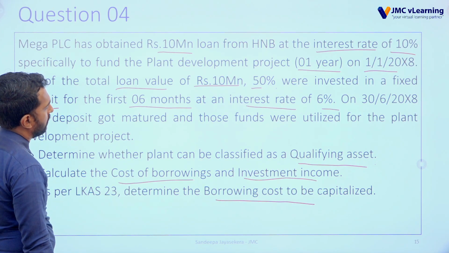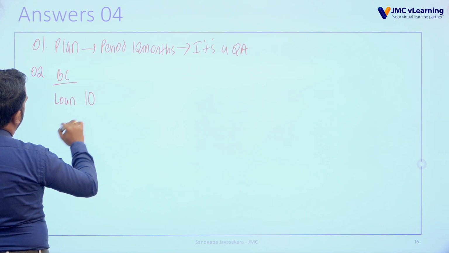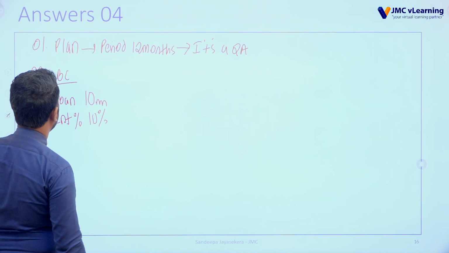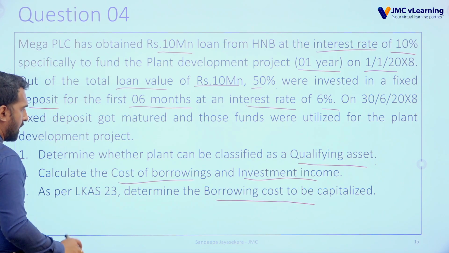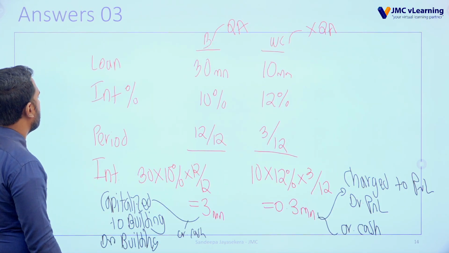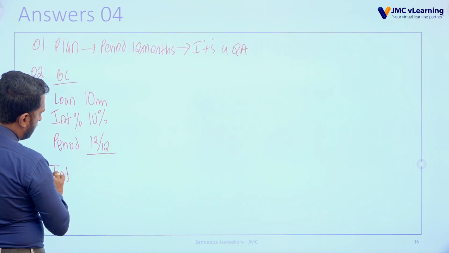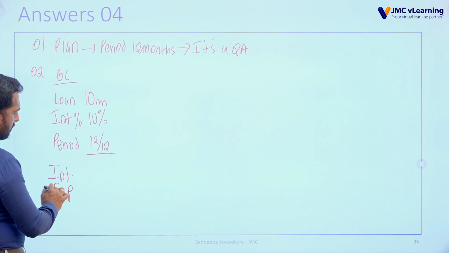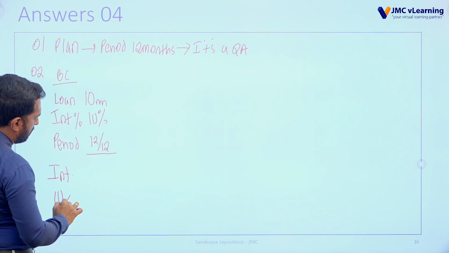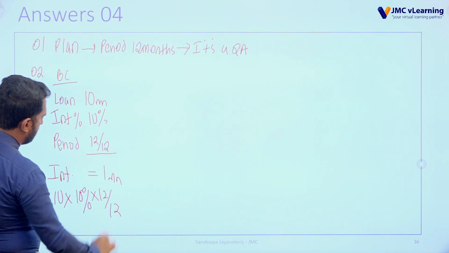Second one, calculate the cost of borrowing and the investment income. First of all, we'll calculate the borrowing cost. You know that the loan value is 10 million and the interest rate is 10%. The period we are looking at is from 1st of Jan to 31st of December, for example. So the period is 1 year. Therefore the interest will come to 10 million into 10% into 12 divided by 12, which will come to 1 million.